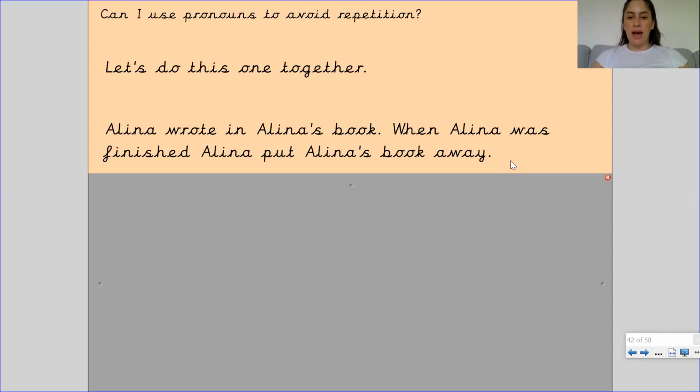If you can hear how much repetition there is in this sentence, it doesn't sound very nice to the reader when they're reading it. So, Alina wrote in Alina's book. When Alina was finished, Alina put Alina's book away. Can you think of which pronouns? Well, what's the noun in this sentence? The noun is Alina. Which pronoun could you replace this noun with?